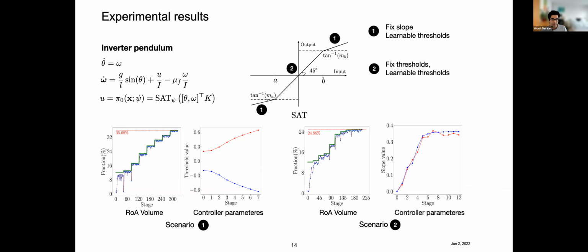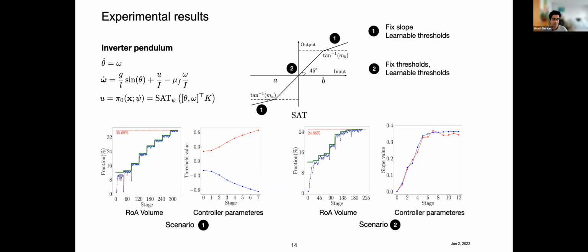In the scenarios that you see, each scenario means that one of these parameters of the controller was fixed, and we let the algorithm learn the other parameter. In scenario one, in the left figure, the y-axis shows the fraction of some domain around the region of attraction which is filled by the evolution of the algorithm. And as you see, the green plot is that fraction for the Lyapunov function, and it increases.